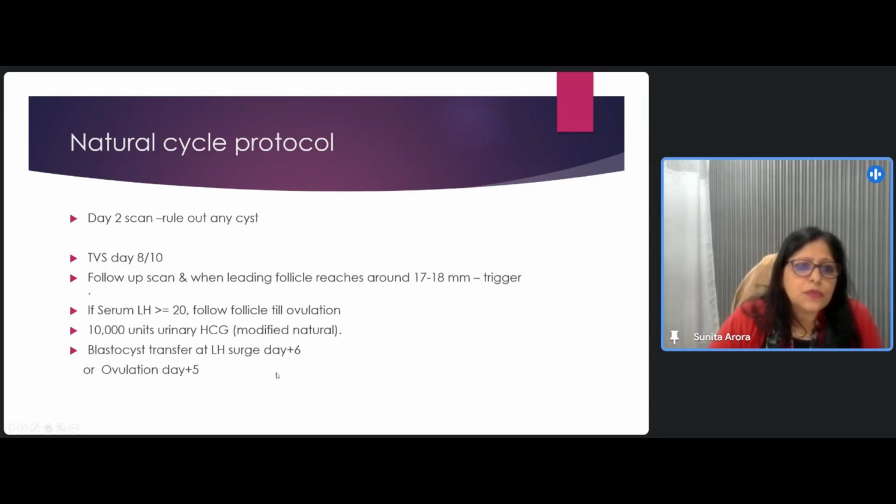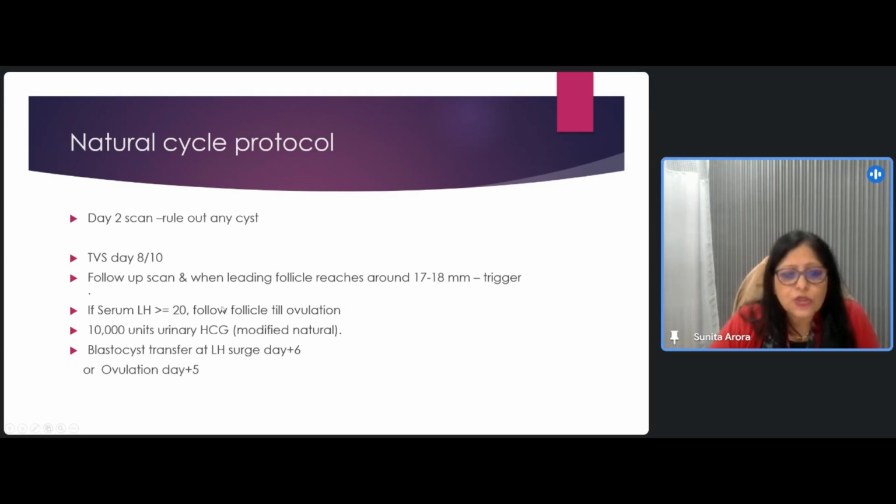In the natural cycle protocol, I will be doing a day 2 scan to rule out that there is no ovarian cyst or any other contraindication to go ahead. And usually, if FSH on day 2 is more than 15, then we should not be going ahead in that particular cycle. Then after this, because it is an absolutely natural cycle, I won't be needing too many scans. I will call my patient on day 8 or day 10 for a follow-up scan, and when the leading follicle reaches around 17, 18 mm, if I give a trigger, then it is called modified natural.